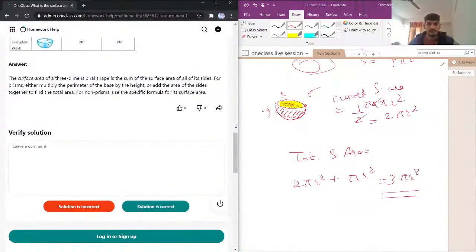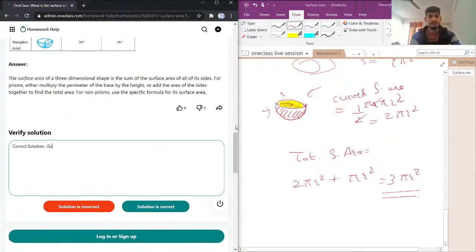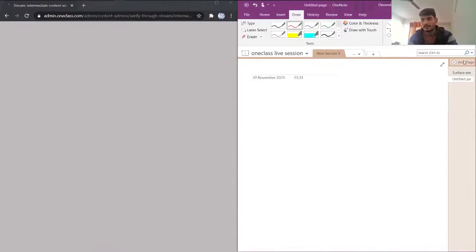The surface area is the sum of the surface area of all its sides. This was the correct solution. Good job. Solution is, where is my mouse? Yeah. Then we add one.